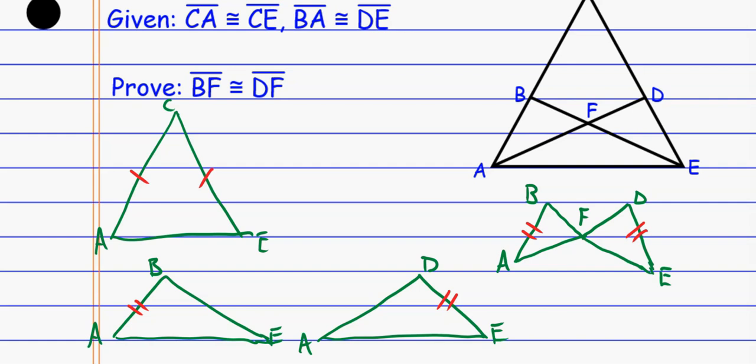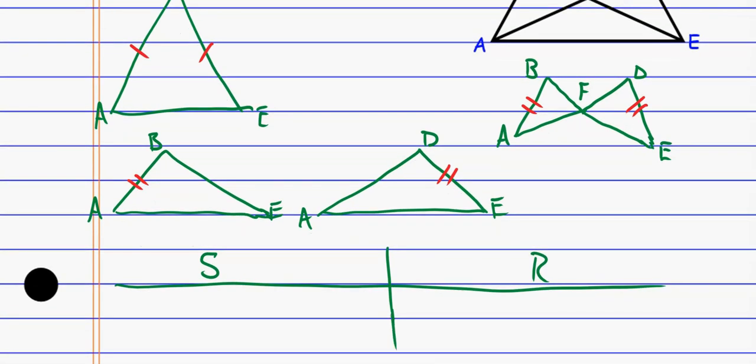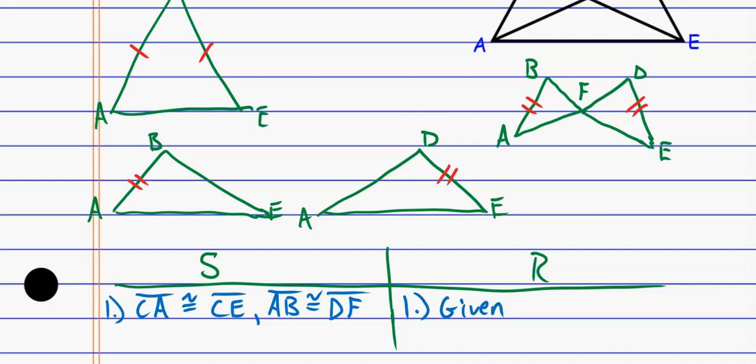Okay, and so now let's jump up to my statements and reasons. Let's go down here for my proof. Okay, and notice I'm going to focus more on these separate drawings than anything else. Okay, so let me start with what was given. It was CA was congruent to CE, and it was AB or BA congruent to DE. Okay, that was what was given. And I have that copied in all of these pictures.